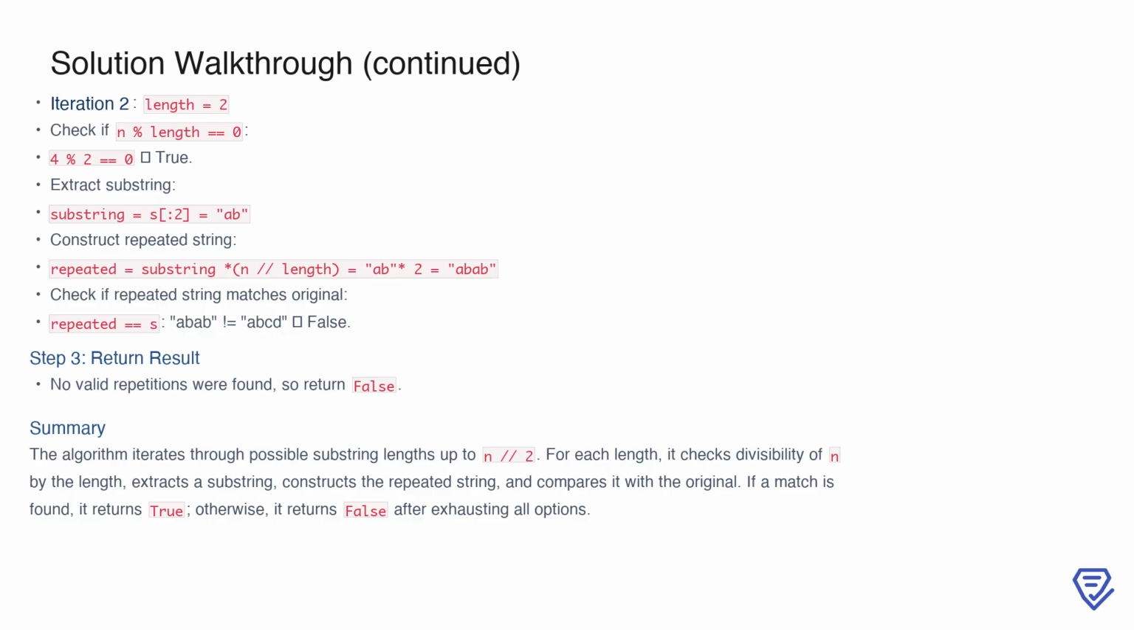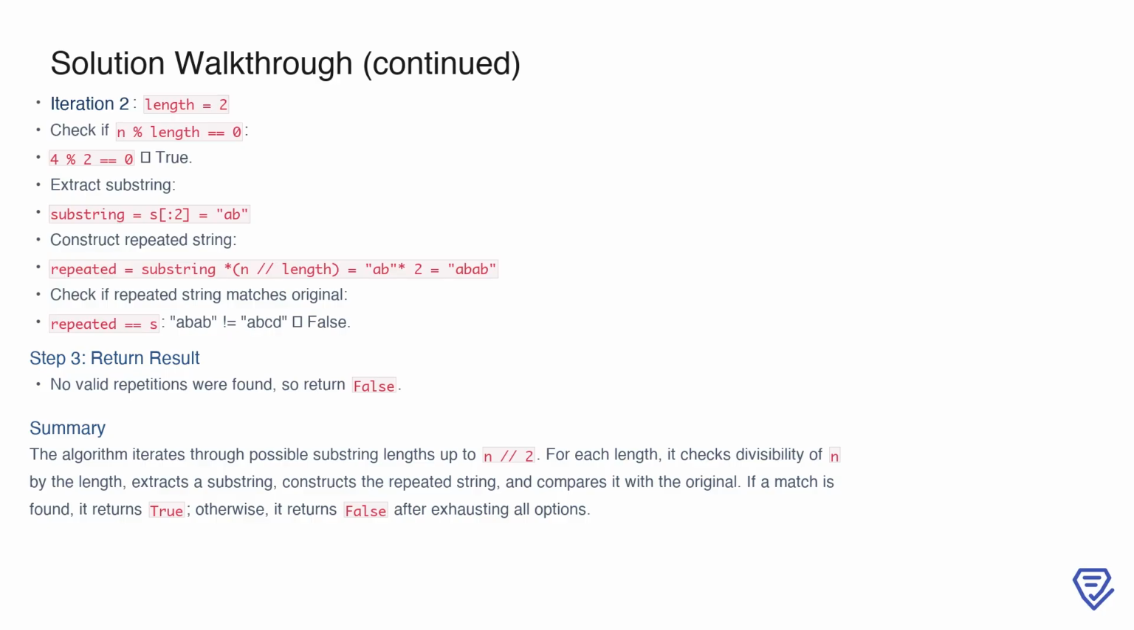Since 4 is divisible by 2, we extract the first two characters, AB, and construct the repeated string by multiplying this substring by 2, resulting in ABAB. Comparing this constructed string to the original, they do not match either. As we've now exhausted all possible substring lengths up to half the length of the string and found no valid repetitions, we conclude that the input string ABCD cannot be formed by repeating a substring.